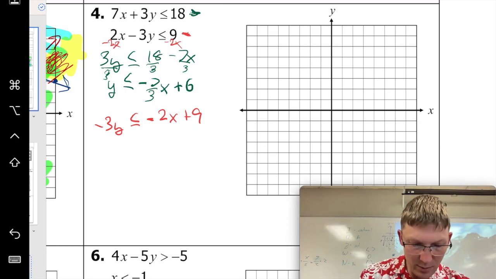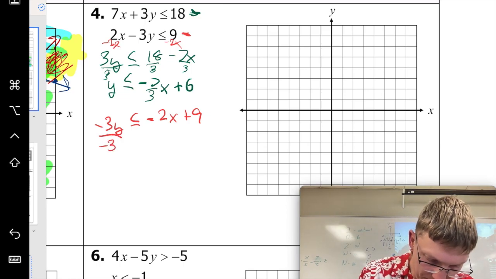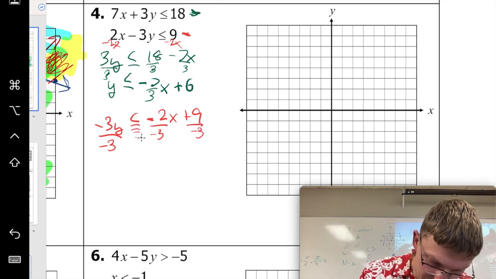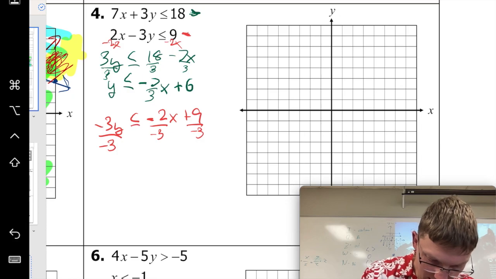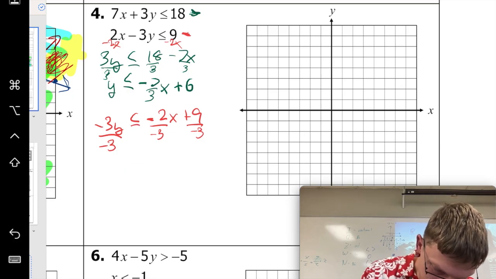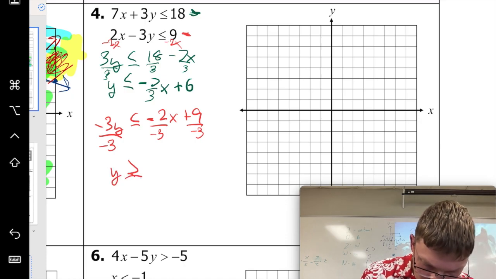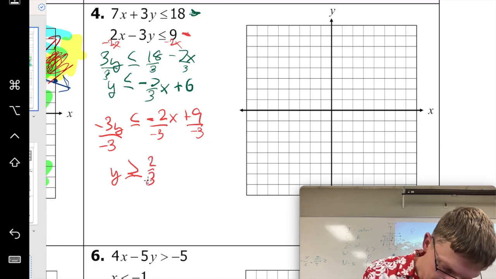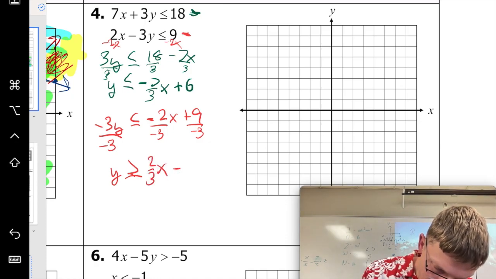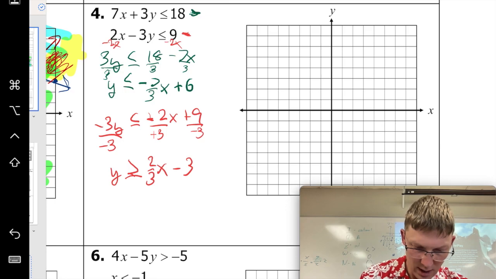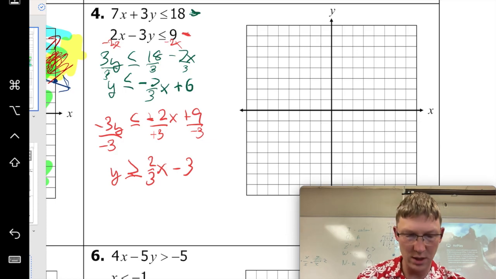So then we will divide both sides by a negative 3. So our sign switches. So don't forget that, which I just did wrong. Okay, so then we have y is greater than or equal to a positive 2/3 x minus 3. There we go. Don't forget to switch your signs, and all right, we're good to go.